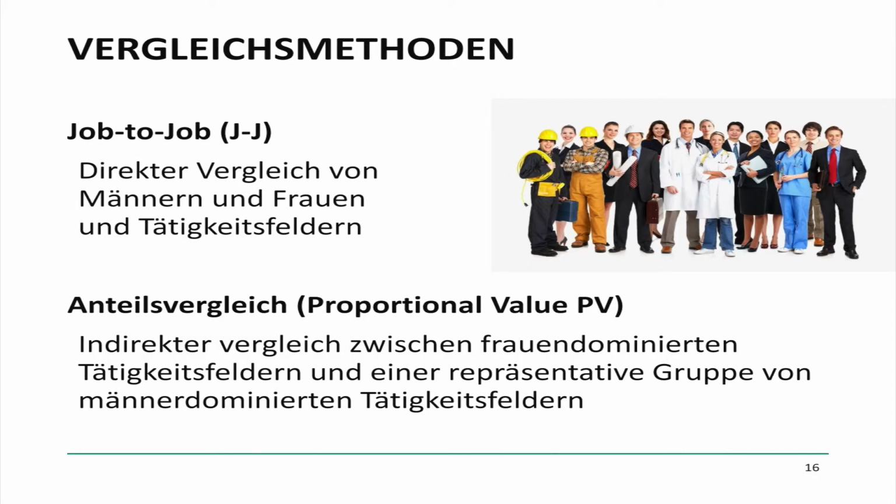So there are two main ways to compare jobs. First is the job-to-job method, which is a direct comparison between a male job class and a female job class. Lots of times, however, that's not possible to do, and so the other methodology is called proportional value, and that is an indirect comparison where you choose male job classes. Essentially, you plot them on a wage line, and then you plot the female job classes, and you raise all of the wages of the female job classes that fall below the wage line.